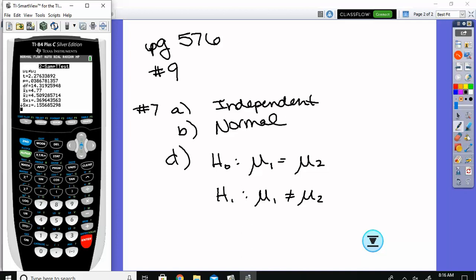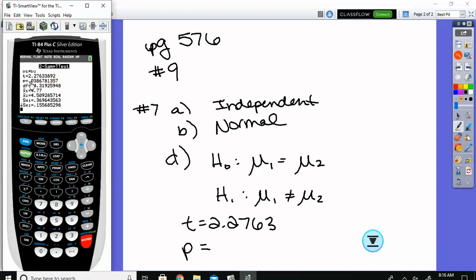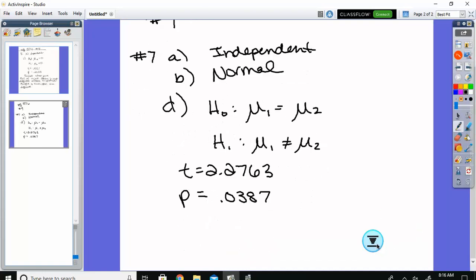Okay. I was going to say, I think I found the point I missed. Our probability is 0.0387. We reject if P is less than alpha. Alpha on this one was 0.05. So P is less than alpha, so we reject the null hypothesis. So that means there is enough evidence to conclude that the acidity of the rain is different in the 2 cities.